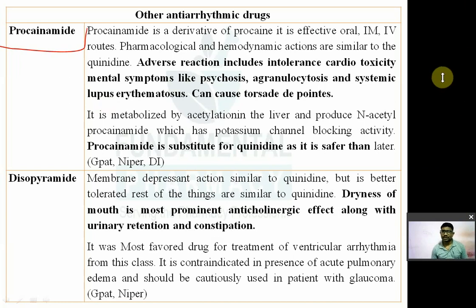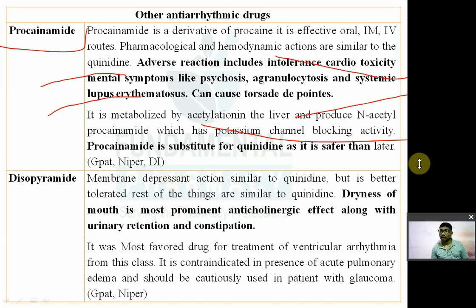Remember its adverse reactions. They include intolerance, cardiotoxicity, mental symptoms like psychosis, agranulocytosis, and systemic lupus erythematosus. It can cause torsades de pointes again. It is metabolized by acetylation in the liver to produce N-acetyl procainamide, which has potassium channel blocking activity. The active metabolite is N-acetyl procainamide.